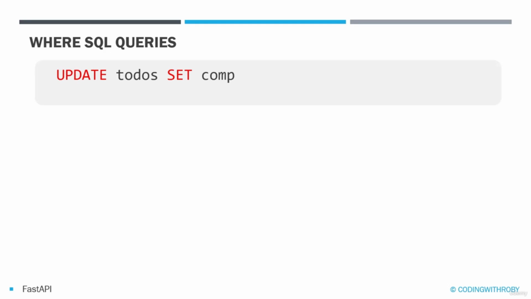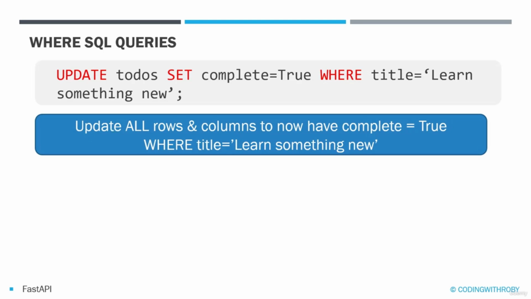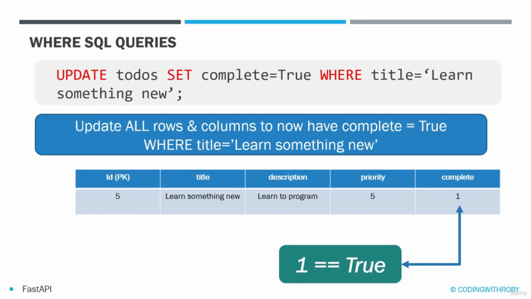For example, we could say update to-dos set complete to equal to true, where title is equal to learn something new. This will essentially update all rows and columns to now have complete equal to true, where title is equal to learn something new. This will work and modify the record where the title is learn something new.